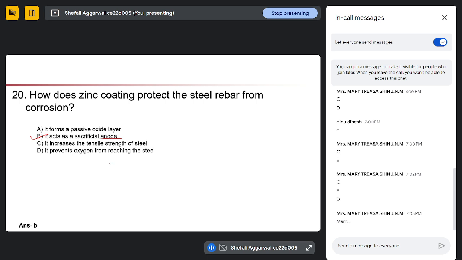If you have a doubt, you can speak up or you can type your doubt here.